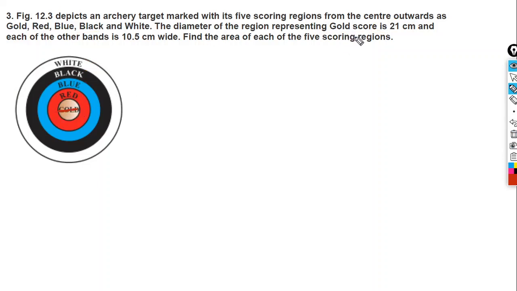Now the gold region is 21 cm and each of the other bands is 10.5 cm wide. That means red is 10.5 cm, blue is 10.5, black is 10.5, white is also 10.5 centimeters wide. So find the area of each of the 5 scoring regions. Scoring region means you have to find the area of gold, then only the red region, then only the blue region, not the whole region, only the black region and white region also. So let's find it out.